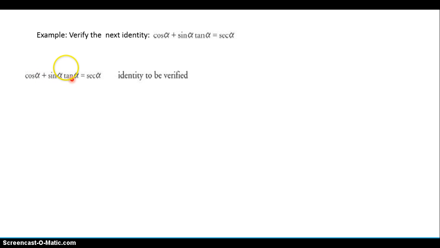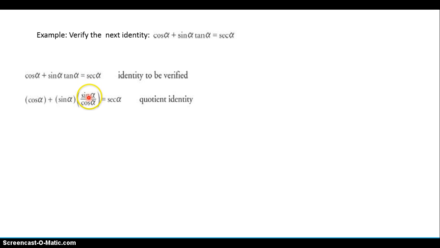So we're going to change this side, and we're going to try to check that all of this is the same as the secant. Then we need to change all to sines and cosines. So we need to change this tangent to sines and cosines. As we can remember, we can use the identity that tangent is the same as sine over cosine. So the tangent is the same as the sine over the cosine of the angle using the quotient identity.